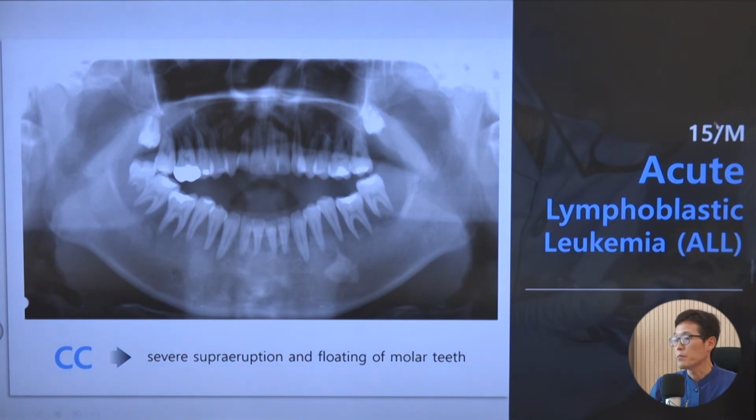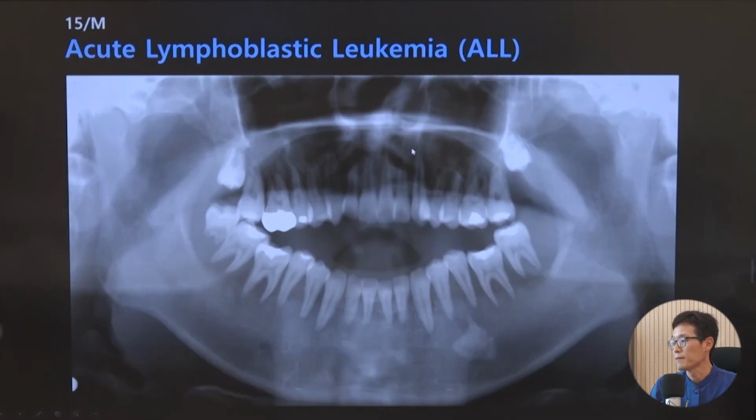A 15-year-old male with severe spray eruption and floating of molar teeth. He was not able to close his mouth because of the premature contact of the molars. The molar shows very severe spray eruption and floating. And of course, we can see generalized loss of lamina dura.